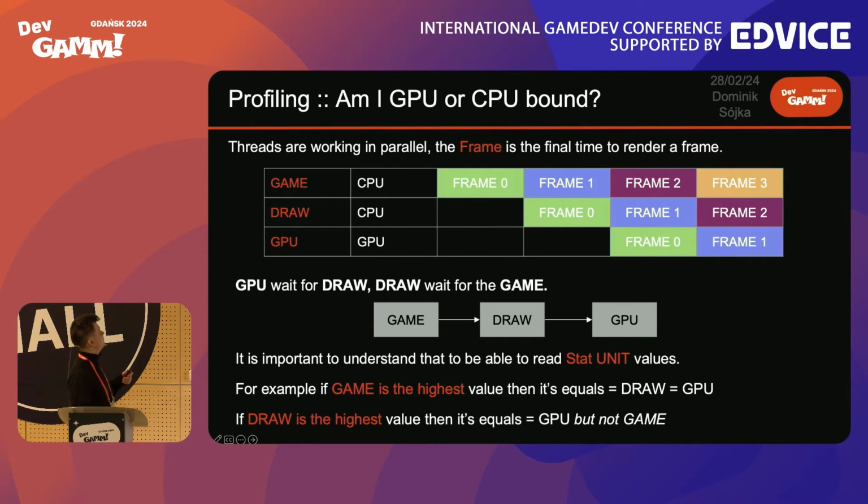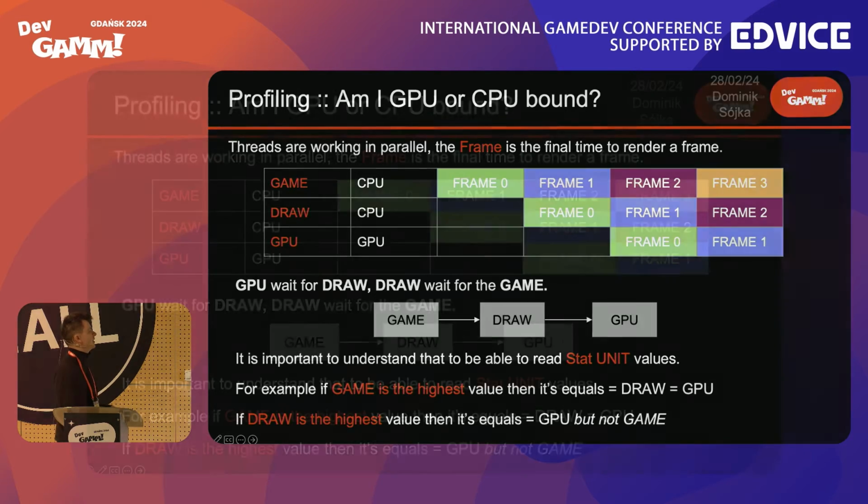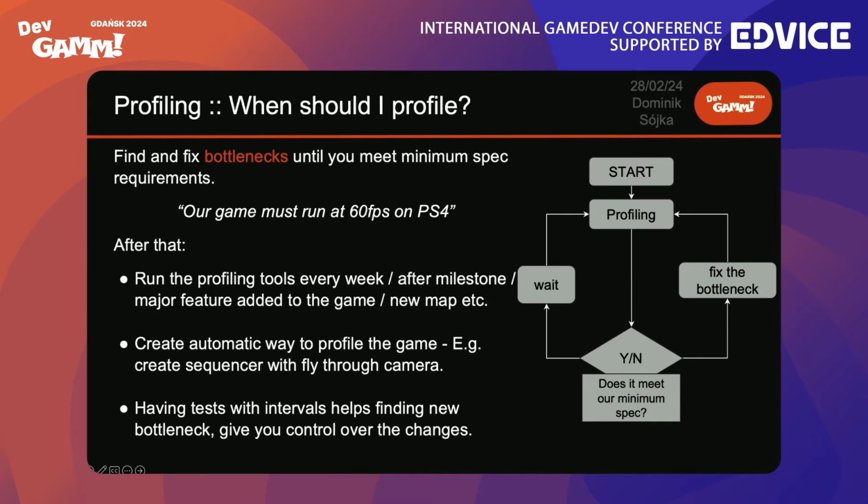So basically, we have those threads, and the first one is the game. It's rendering the first frame, then passing this frame to draw, and draw is passing the frame to the GPU. Those threads are working in parallel. But what is important is that when your game thread time is very high, then draw and GPU will be the same because they are waiting for the game. But for example, if draw is the highest, the game could even prepare a few frames, but the GPU is going to wait for the draw. That's the most important thing to read the stat unit values correctly.